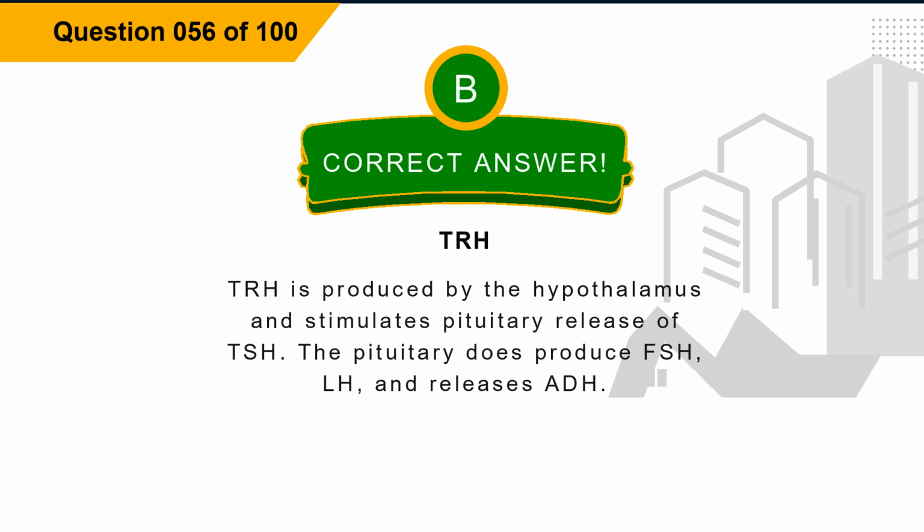The correct answer is option B, TRH. Explanation: TRH is produced by the hypothalamus and stimulates pituitary release of TSH. The pituitary does produce FSH, LH, and releases ADH.